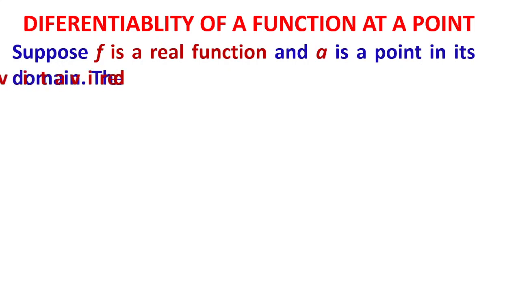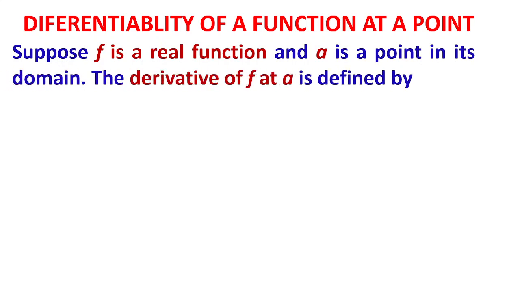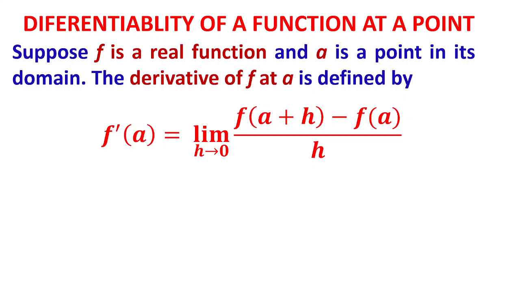Let us see what we mean by differentiability of a function at a point. Suppose f is a real valued function and a is a point in the domain. The derivative of f at a is defined by f dash of a is limit h goes to 0, f of a plus h minus f of a upon h. All of you know what f of a plus h means. It is simple: replace x by a plus h in the given function, minus f of a, which is the value of the function at a, upon h.